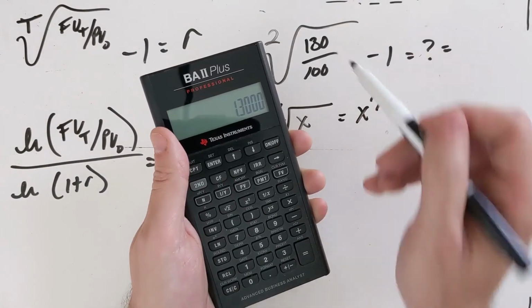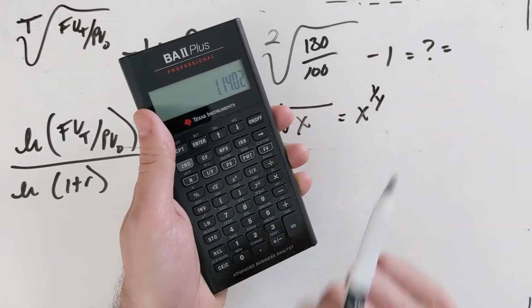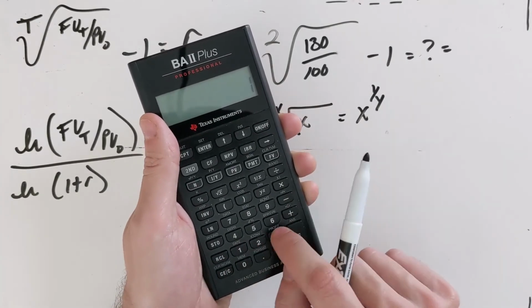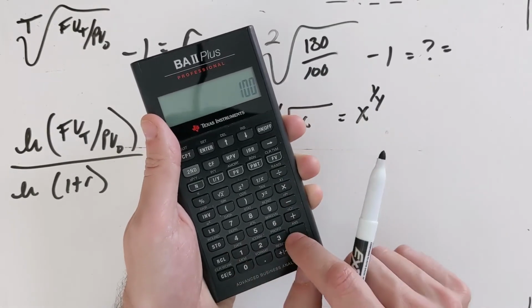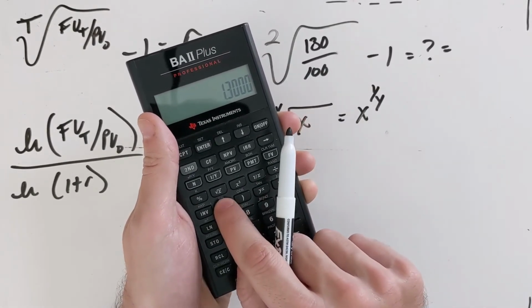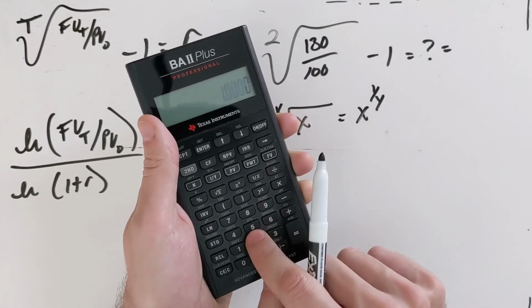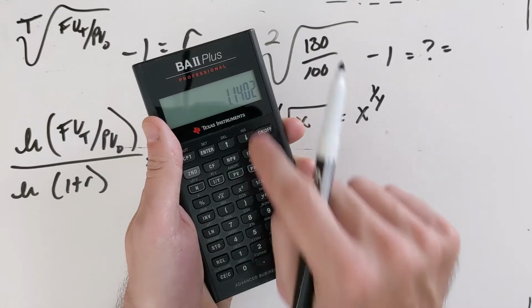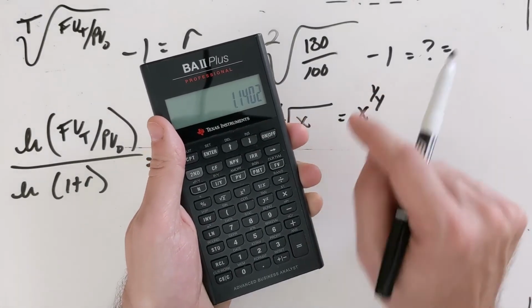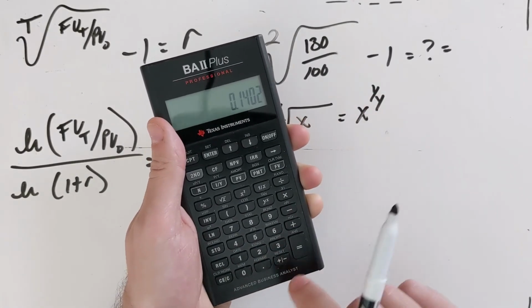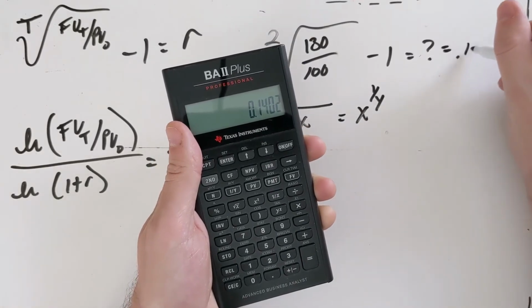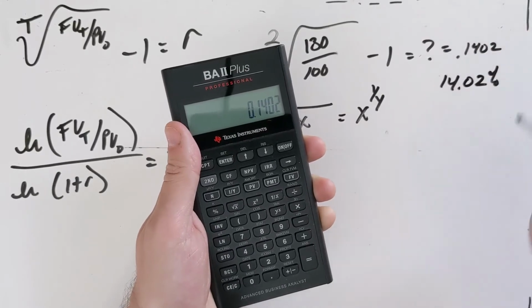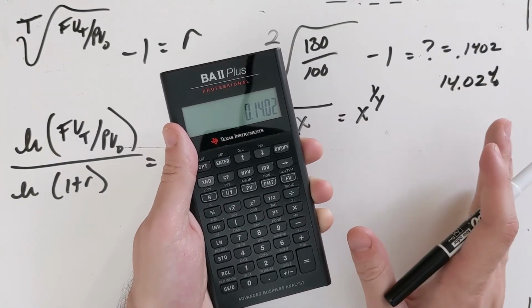And so instead of taking a square root, which you can see is 1.1402, you could also take 130 divided by 100 and raise it to, I'm going to open a parentheses, 1/2, close that parentheses, so that's 0.5. So I'm going to take it to the 1/2 power and I get the same thing. Now I'm going to take out the 1, and there it says 0.1402, and this is 14.02%.